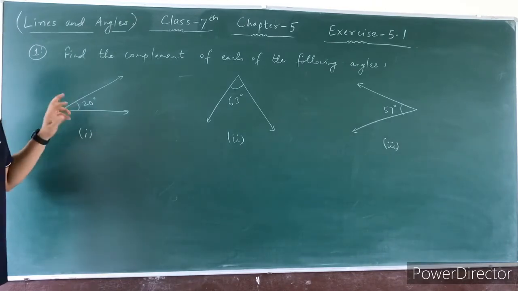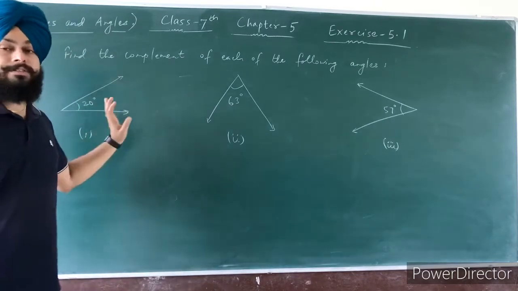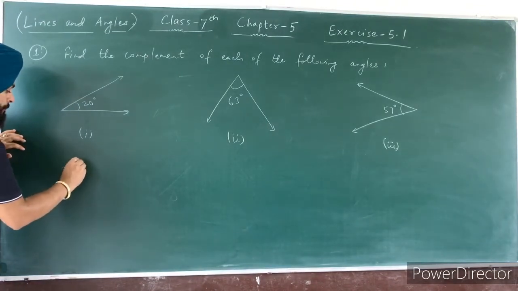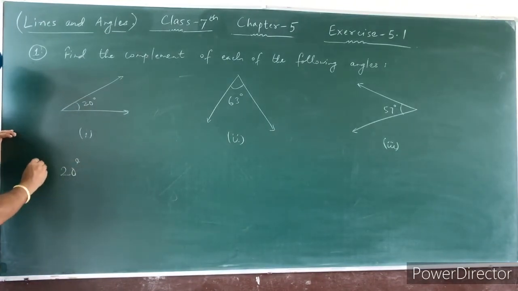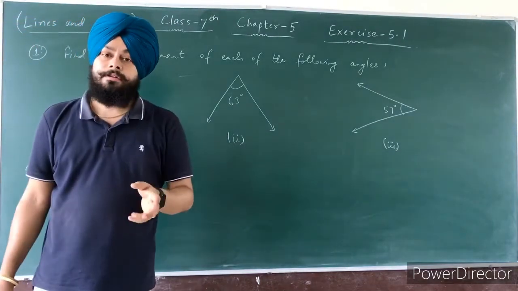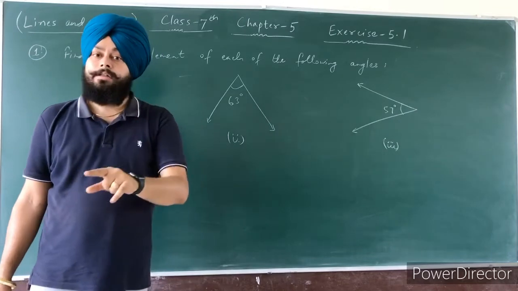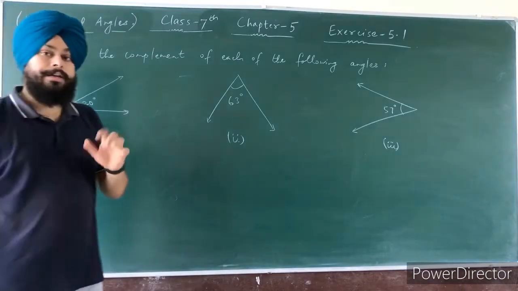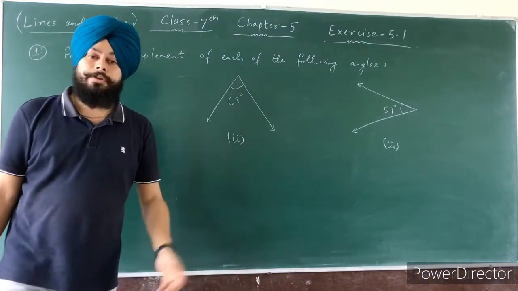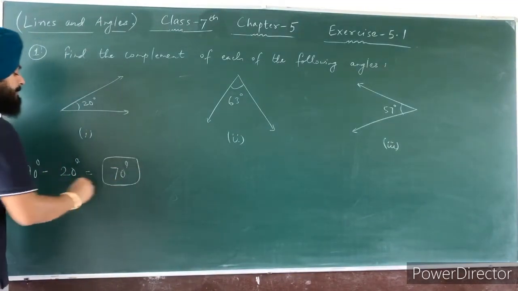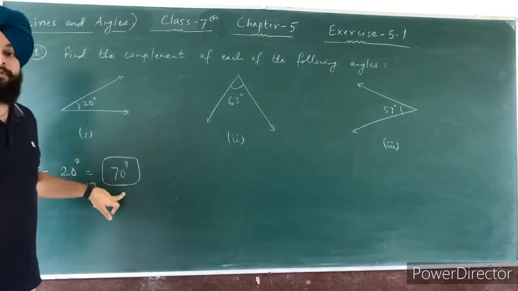The measure of this angle is 20 degrees. You have to find the complement of this angle. So the complement of this angle is what? 90 degrees minus 20 degrees. If the sum of two angles is 90 and one of them is 20 degrees, then what is the other? You have to subtract 20 from 90 because the sum of two angles is 90 degrees in complementary angles. So 90 minus 20 is how much? 70 degrees. Means the complement of this angle is 70 degrees.